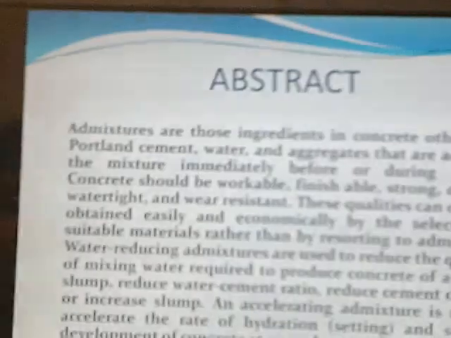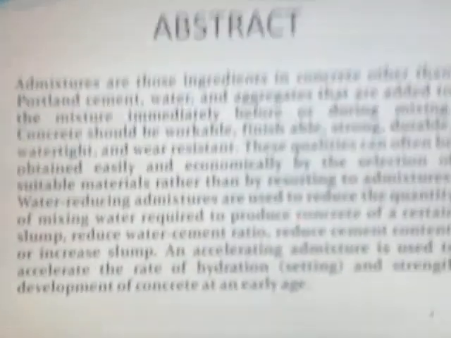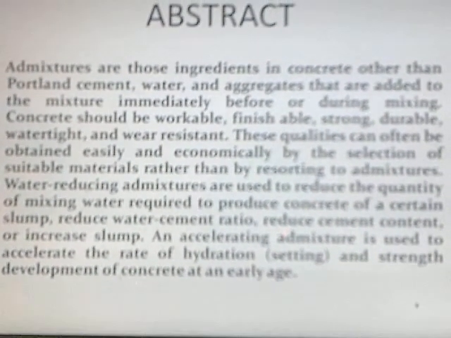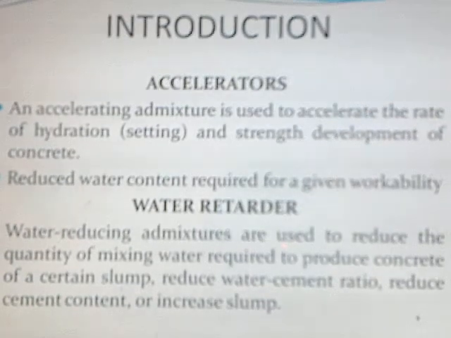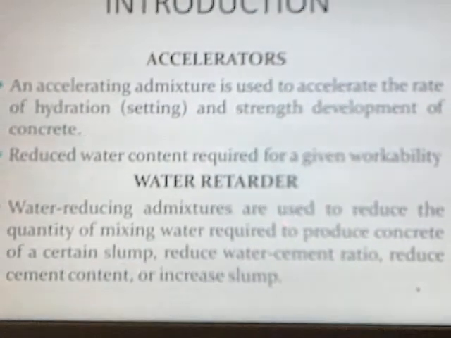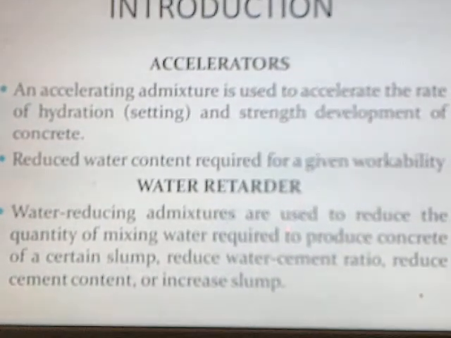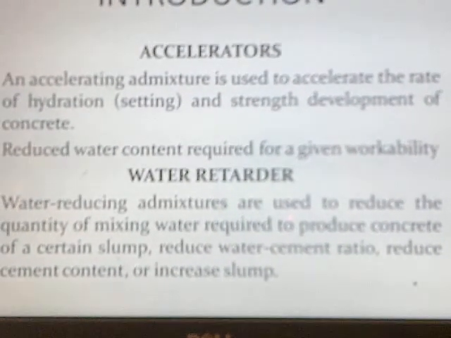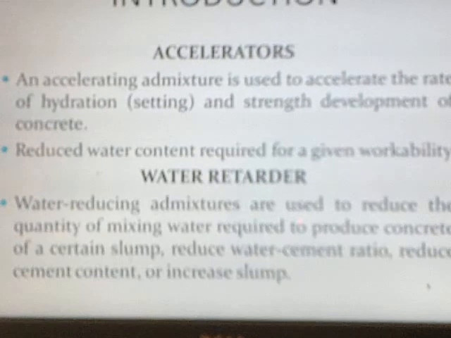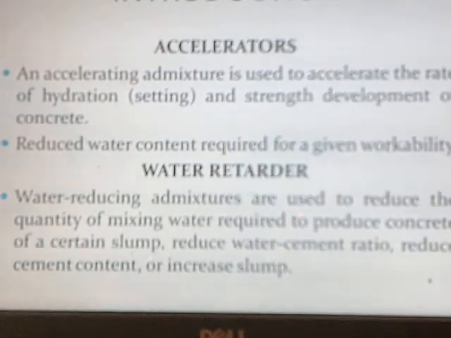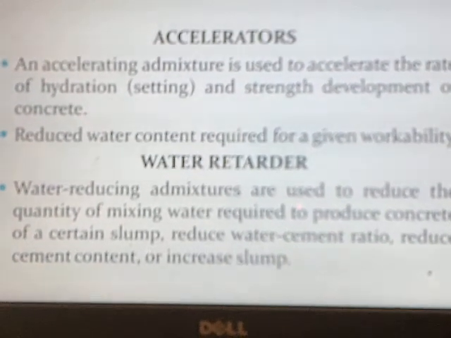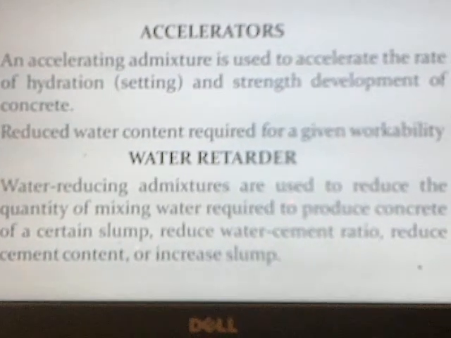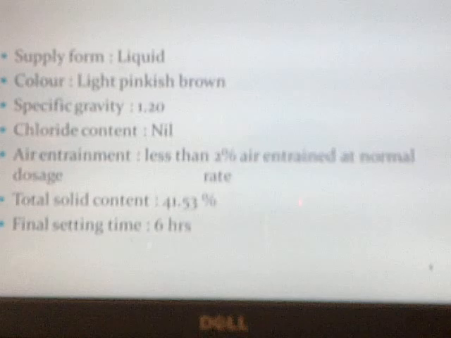Abstract. The main objective of the project is to increase the strength and to reduce the water cement ratio of the concrete by using the accelerator and the water retarder. These are the properties of the accelerator. An accelerator admixture is used to accelerate the hydration, which reduces the setting time of the concrete, and it also increases the strength of the concrete. And the water retarder reduces the water cement ratio, it increases the slump, and it also increases the strength of the concrete.